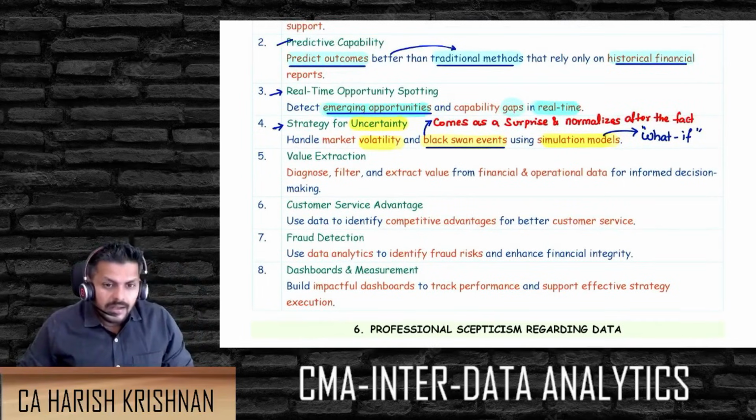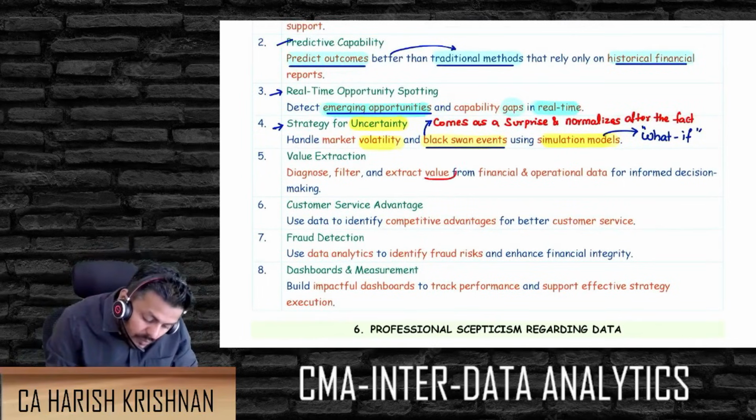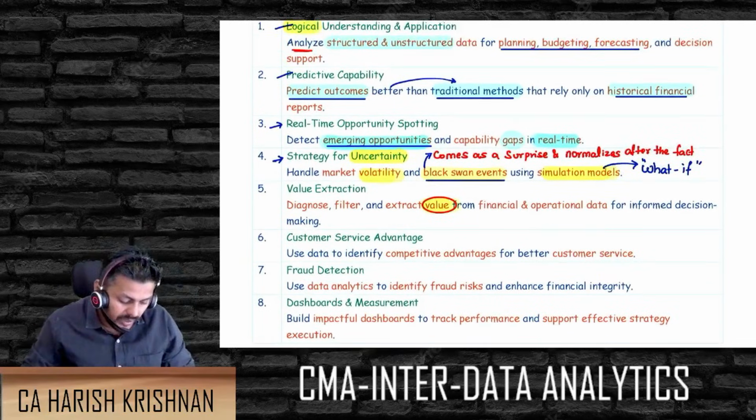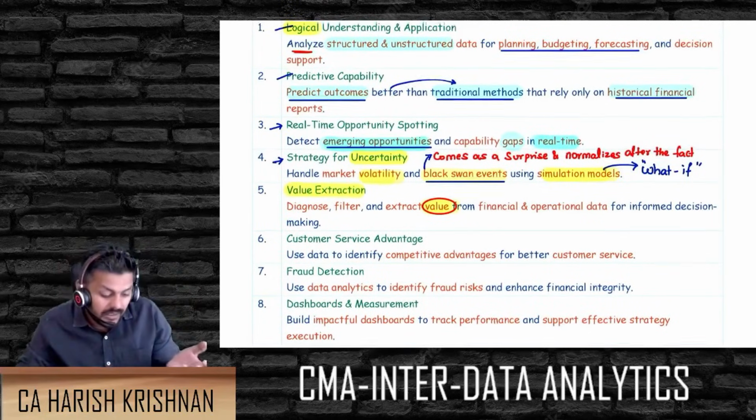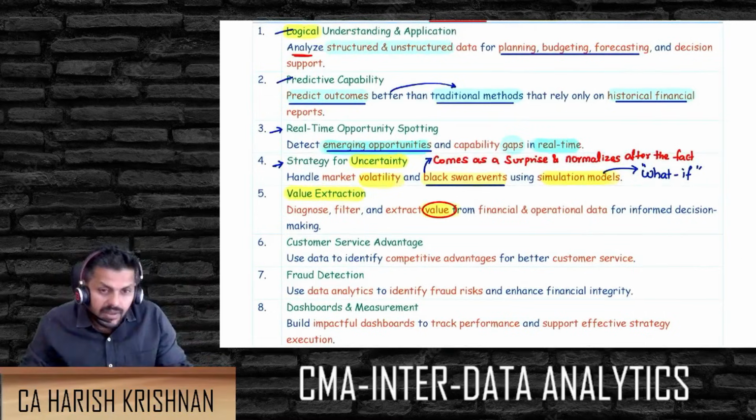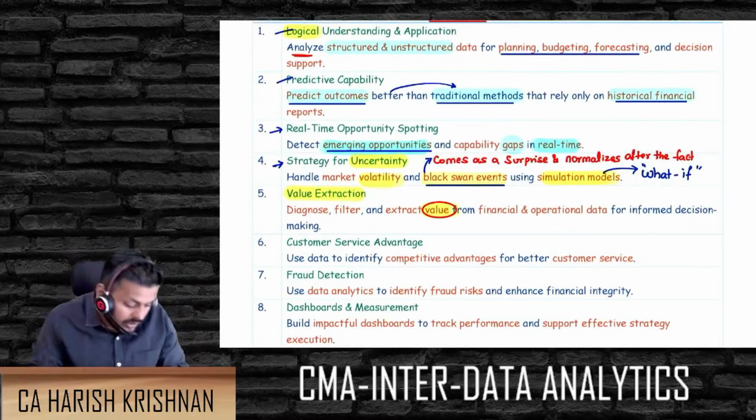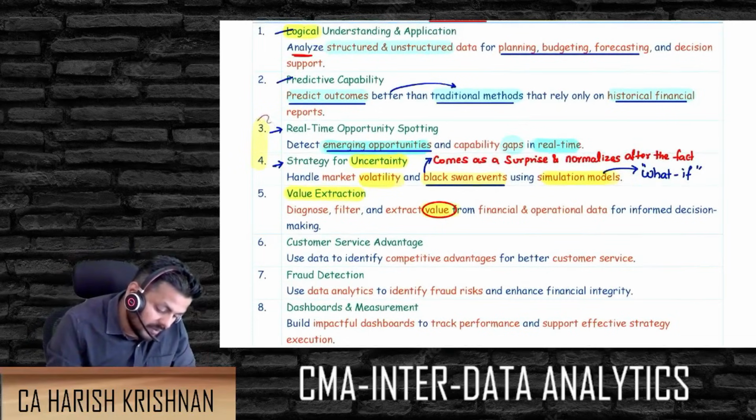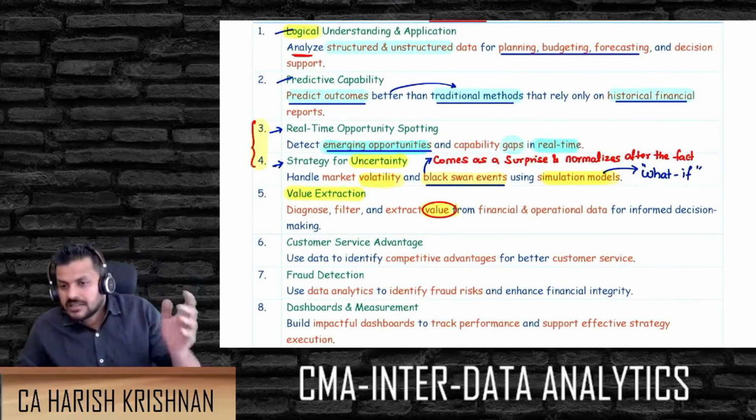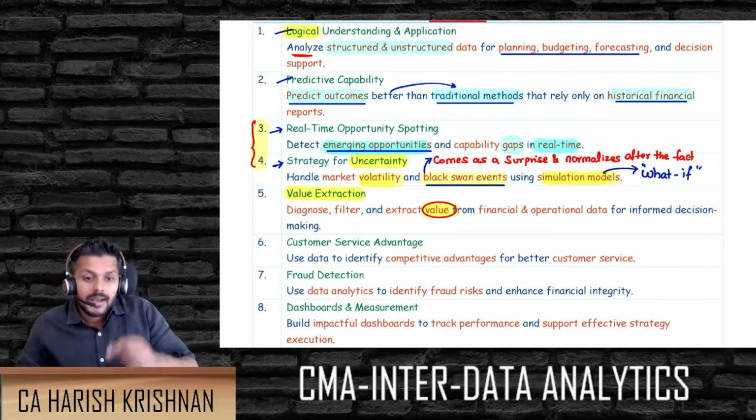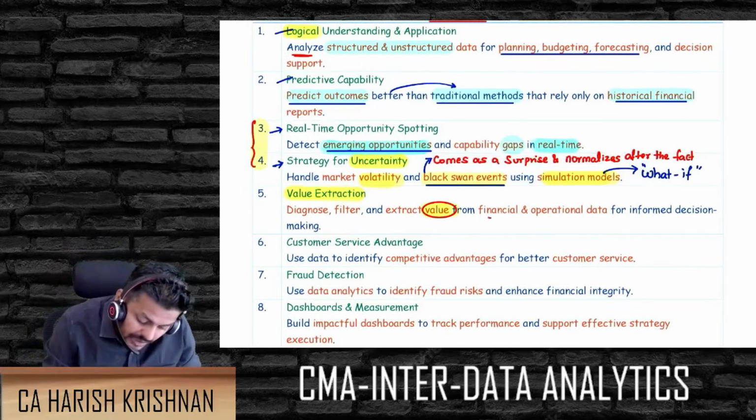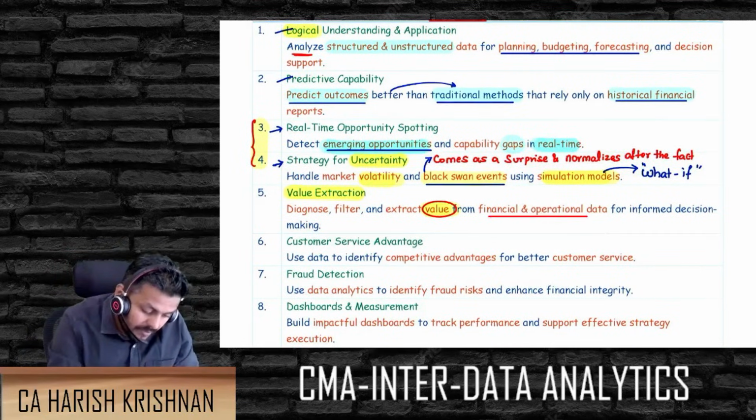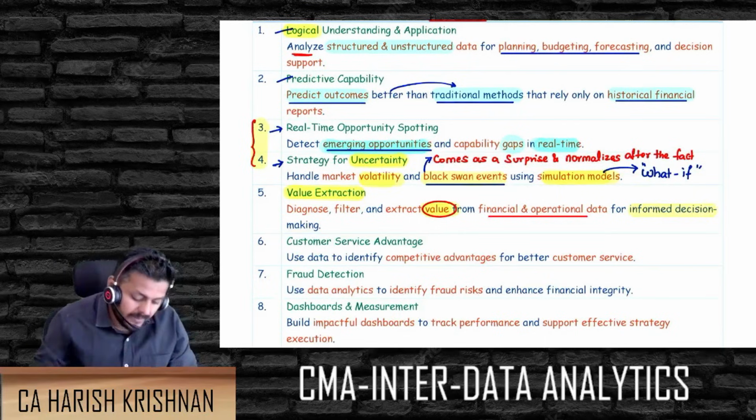Then diagnose, filter, and extract value from all the financial and operational data. What is useful for us? Value extraction is nothing but extracting or getting out what is the most needed thing. So logical understanding, predictive capability, real time opportunity, and so these two are more done together. One side on opportunities, other side on uncertainties. You are preparing a table for both, and then you are diagnosing, filtering, and extracting values from both financial and operational data for informed decision making.